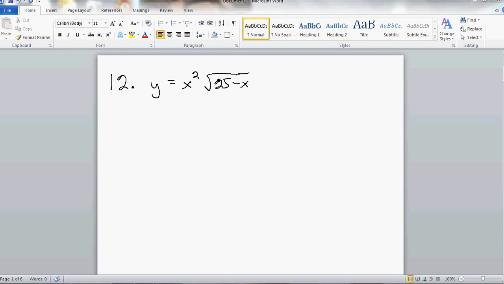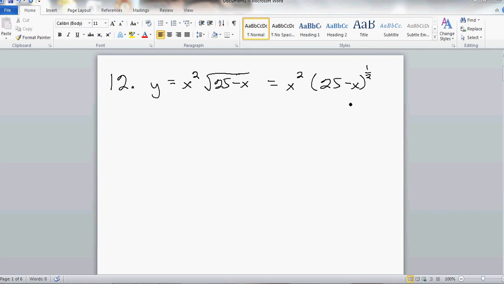So we need to remember that the critical points are any place where the derivative equals 0 or where the derivative is undefined. And so what we get here is, I'm going to rewrite this in a user-friendly form. This will be x squared times the quantity 25 minus x raised to the 1/2.